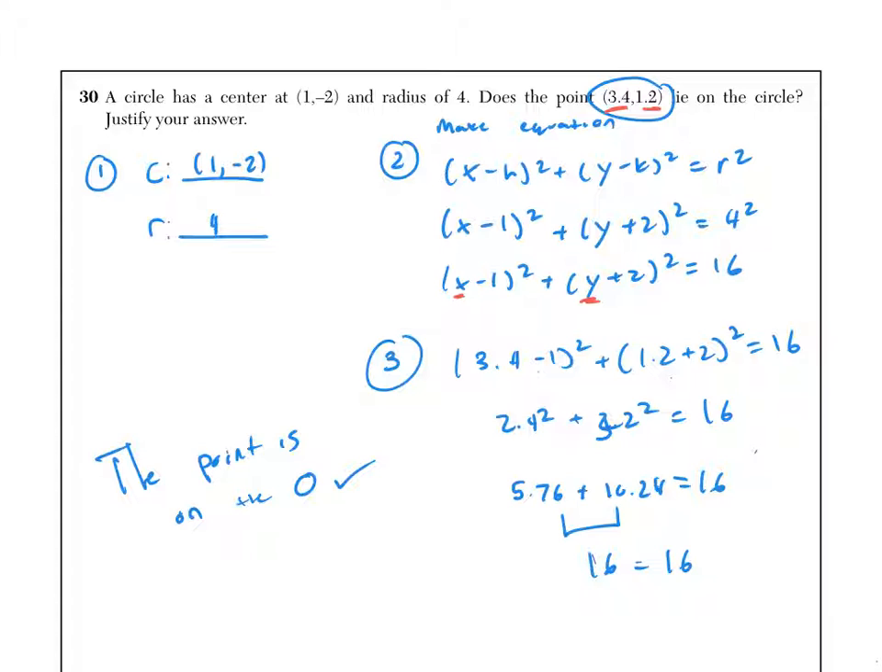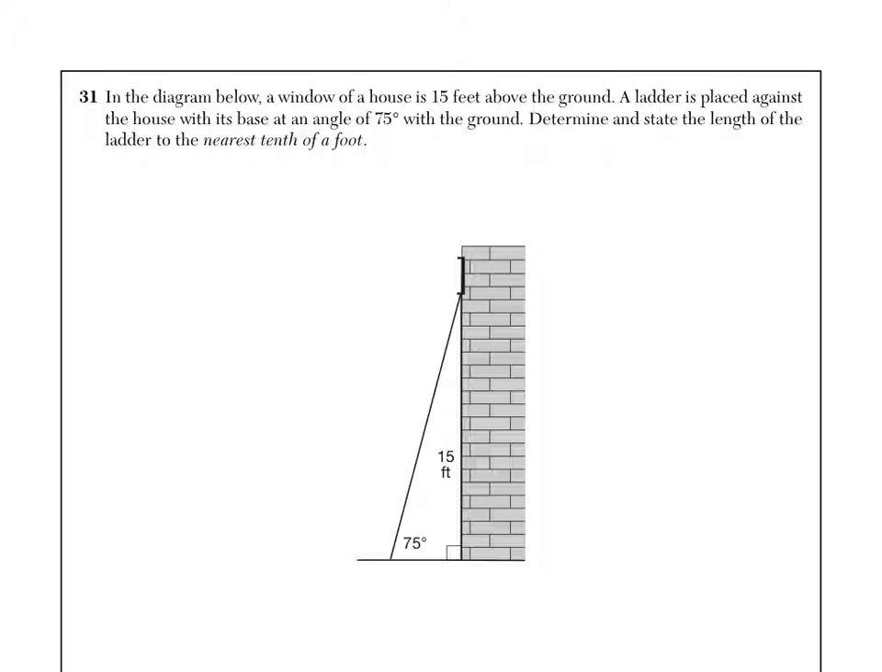All right. Next, final question for part 2's. It says in the diagram below, a window of a house is 15 feet above the ground. Okay, so this window is 15 feet up. A ladder is placed against the house with its base at an angle of 75 degrees. So we have 75 here. Determine and state the length of the ladder to the nearest tenth of a foot. So here's our ladder. So that's where we're going to put our x.